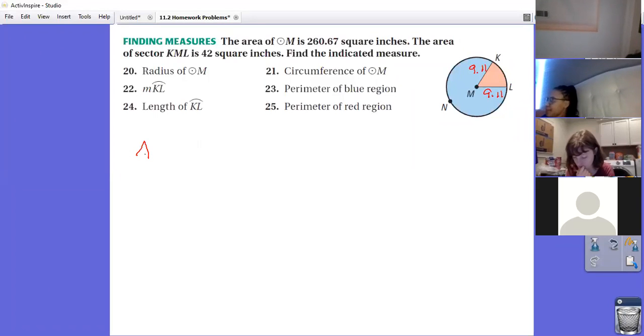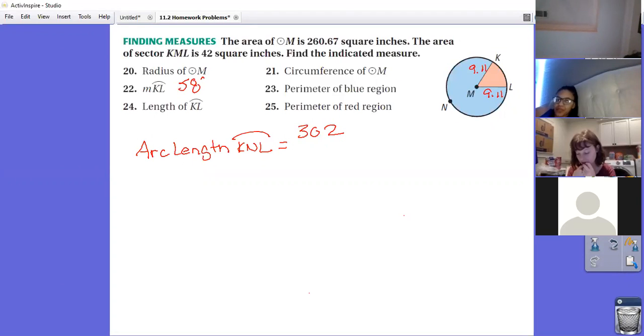So I'm going to use my arc length formula, which is equal to, and I think you had to figure this out in a prior question, because I know that this little section is 58. So the measure of the arc here would be 302. Since I know the measure of KL was 58 degrees, the measure of this angle has to be 302 to add to 360.